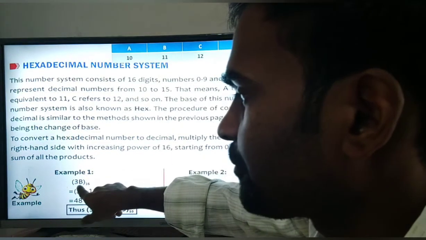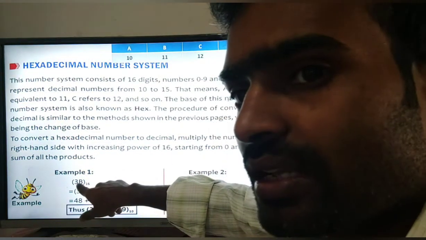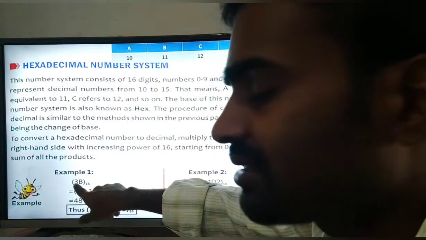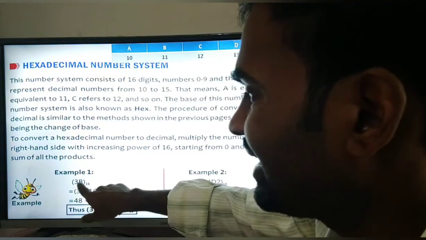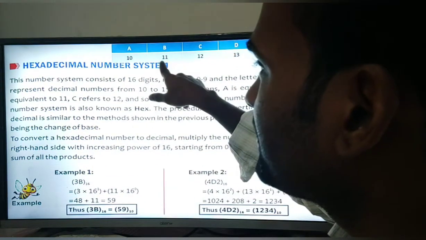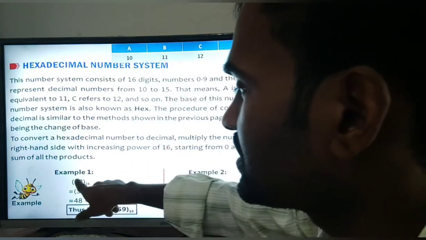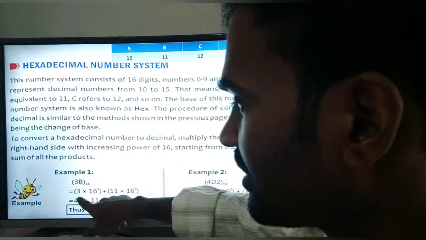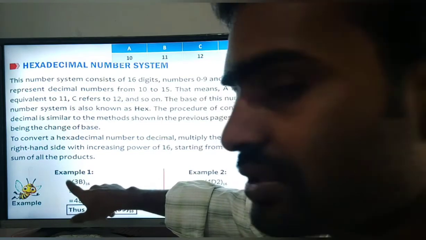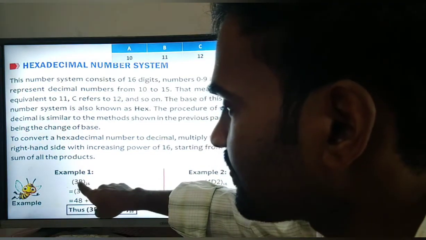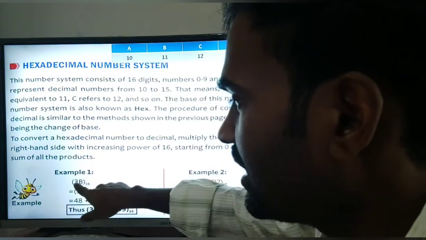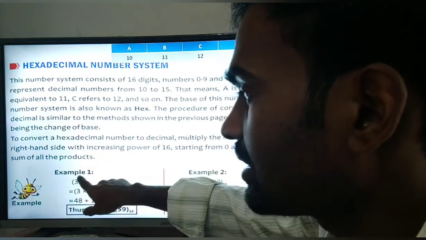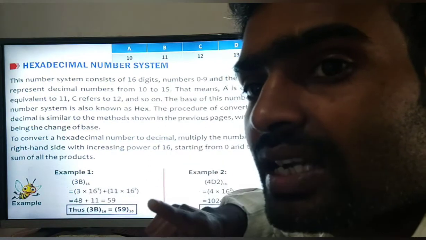3B. Actually, they did not give the value here. 3 we know, that's a numeric value. And B, what is the value of B? B means 11. So we have 3 and 11. B is at the 0th position and 3 is at the first position. So don't write directly 3 11, because it will become 311.